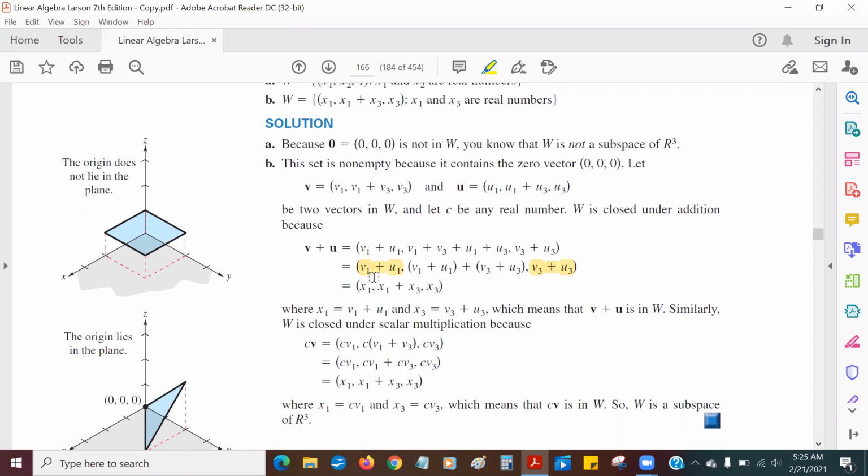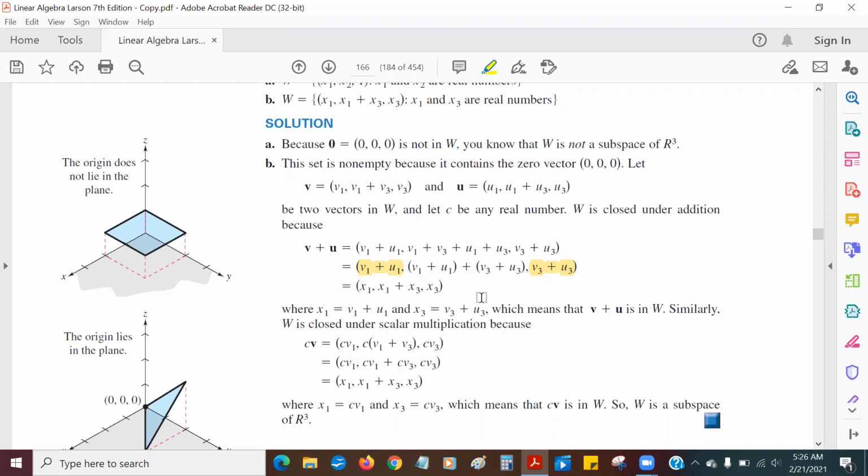I should have said v1 plus u1. X3, we're calling that v3 plus u3, and the middle winds up being of the form the x coordinate plus the z coordinate added up. The reason we're writing x1 is to make it smaller and simpler. It's always a thing in math, sometimes you make a substitution or create a new variable to make things simpler. Sometimes it makes it more complicated, because where did this new variable come from?